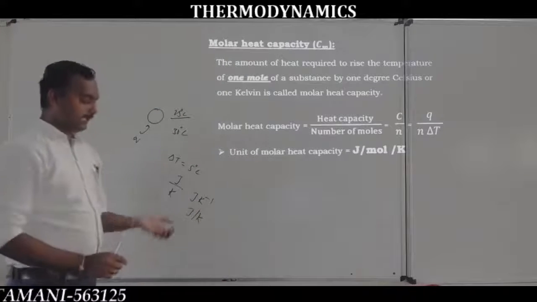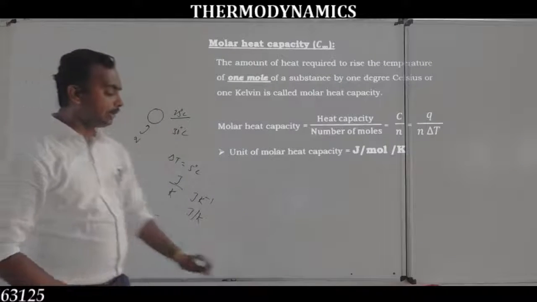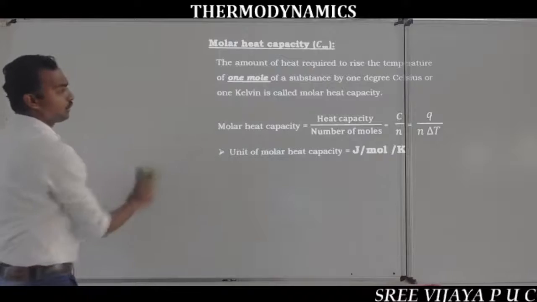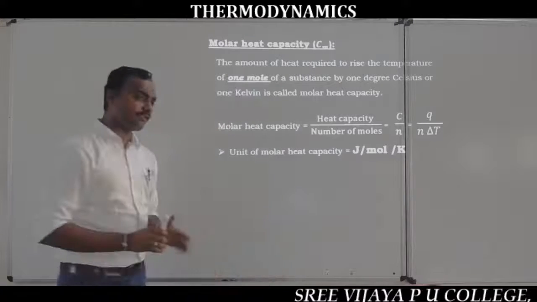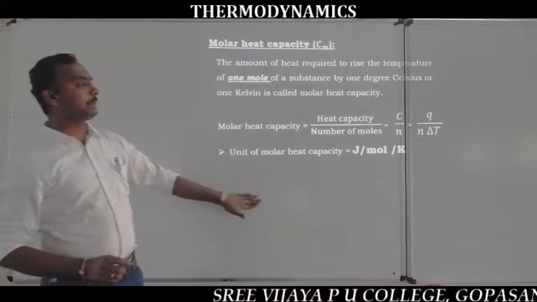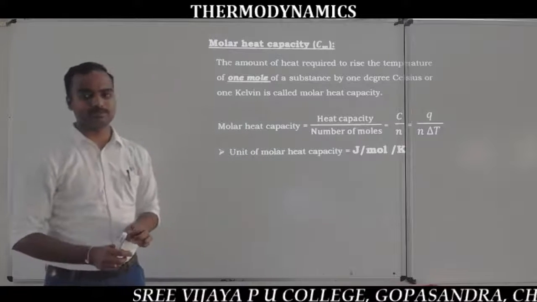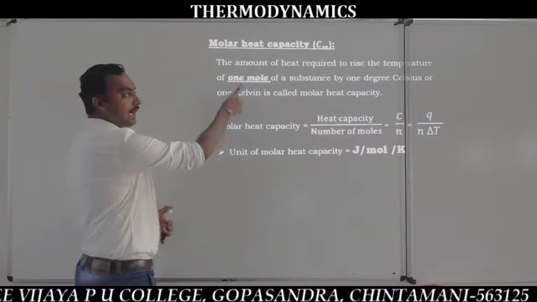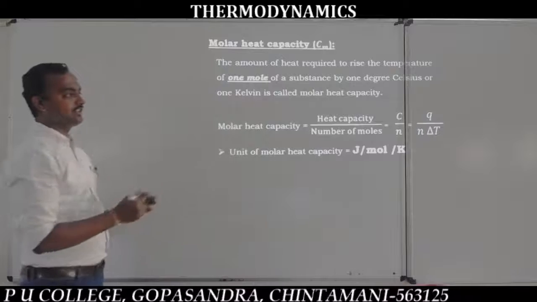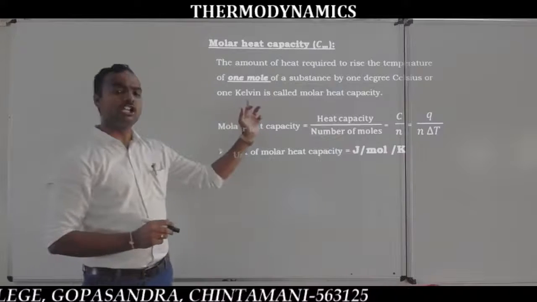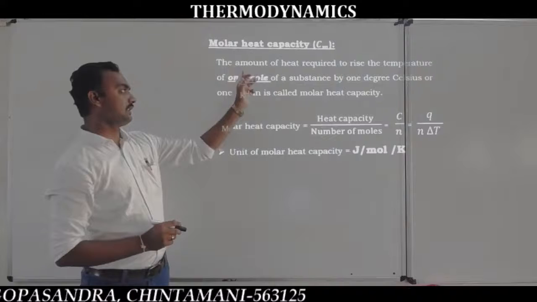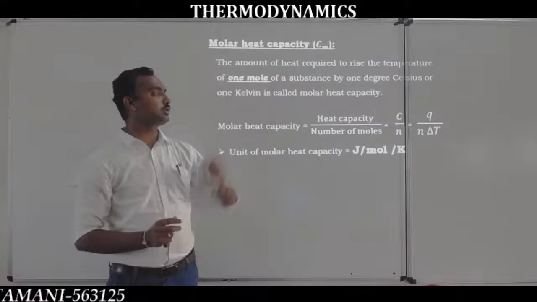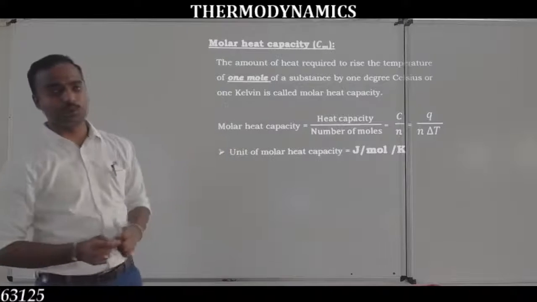Next, molar heat capacity. That is the amount of heat required to raise the temperature of 1 mole of the substance by 1 degree Celsius or 1 Kelvin. Observe: heat capacity is the amount of heat required to raise the temperature of the substance. Here we take the substance as 1 mole, and the temperature changes by 1 degree Celsius or 1 Kelvin. For 1 mole of substance, the amount of heat required to change the temperature by that much is called molar heat capacity.